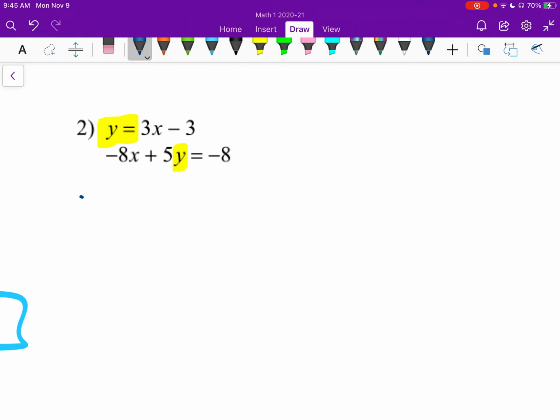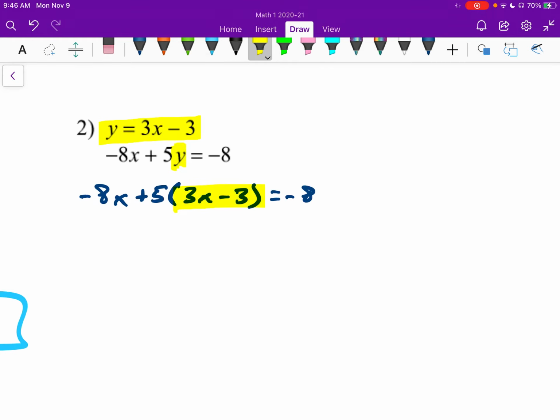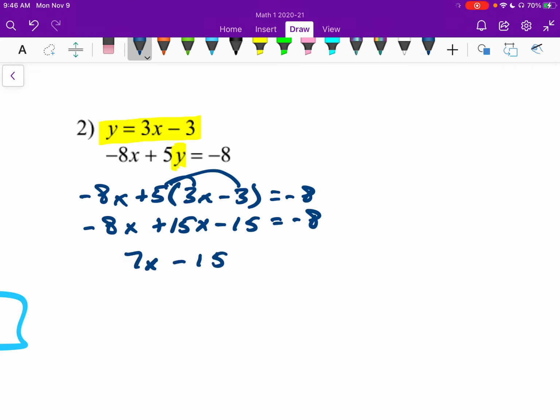So I'm going to say, well, negative 8x plus 5 times 3x minus 3 is negative 8. Right? I took this here and put it inside that y. I got that. So now I just have to solve for x. I'm going to distribute. Distribute this guy, so I'm going to have negative 8x plus 15x minus 15 is negative 8. This gives me 7x minus 15 is negative 8.